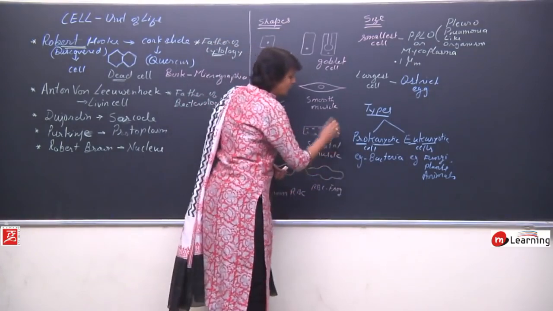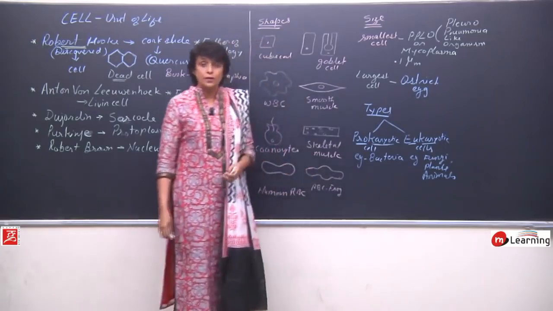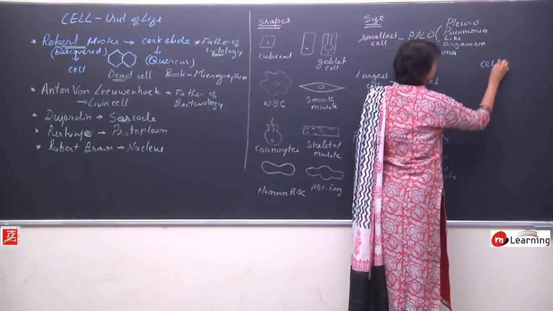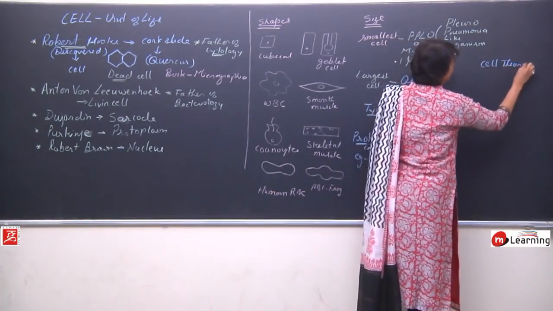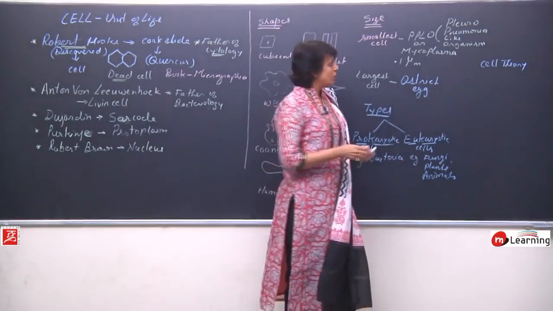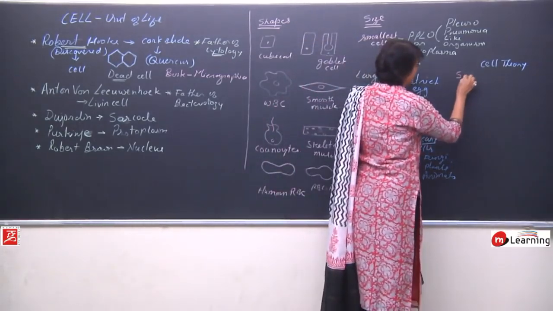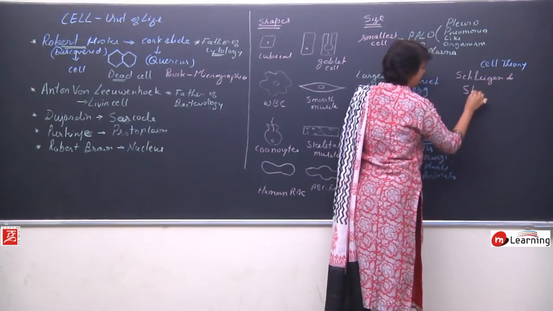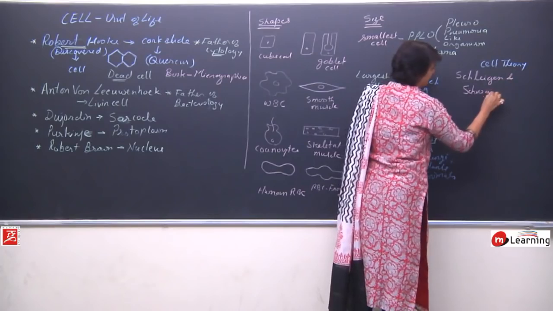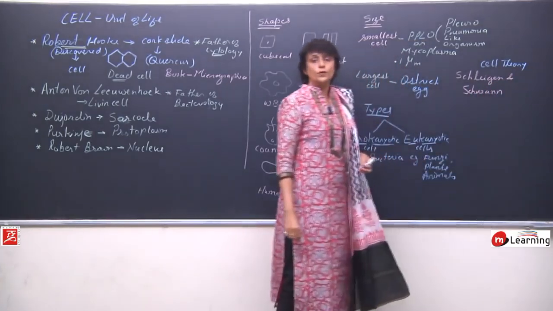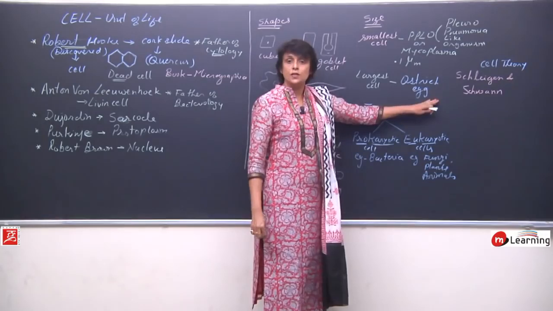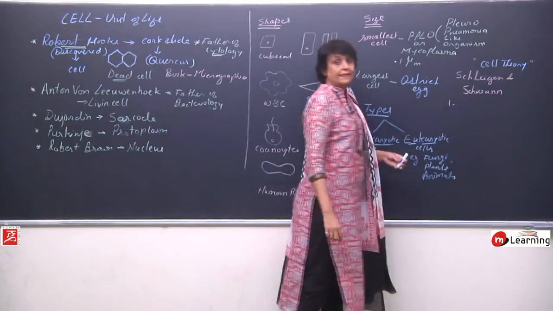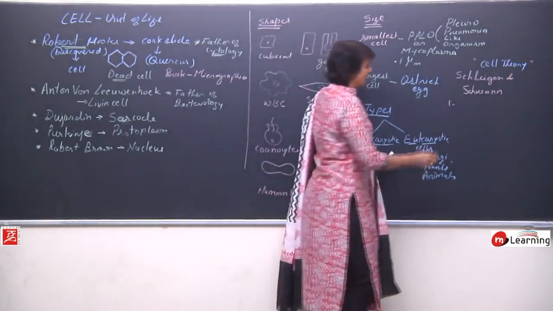Now let us talk about one more important historical event, that is cell theory. Cell theory was given by two scientists, Schleiden and Schwann. They put forth three important points which were considered as the cell theory. The first point was that all living organisms are made up of cells.